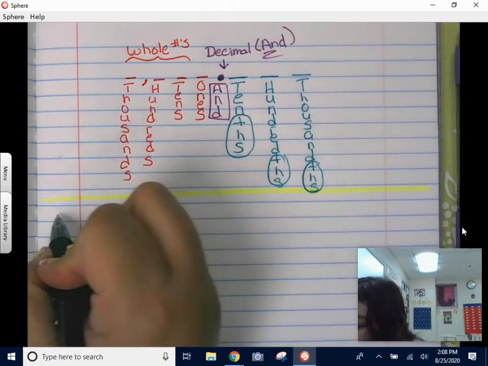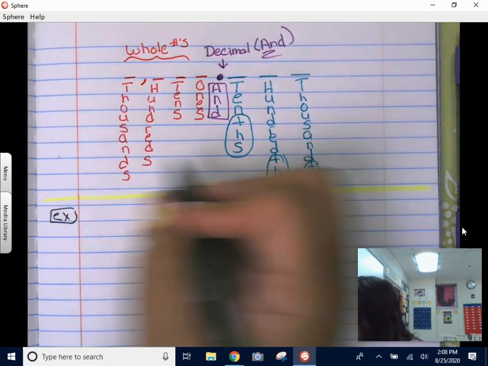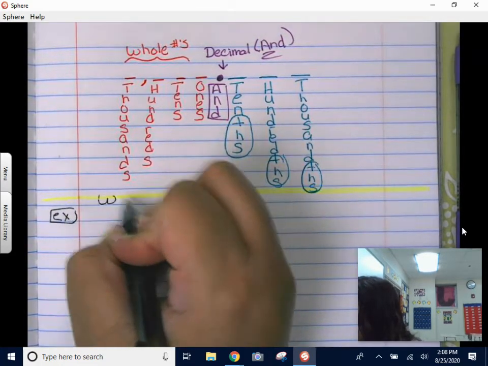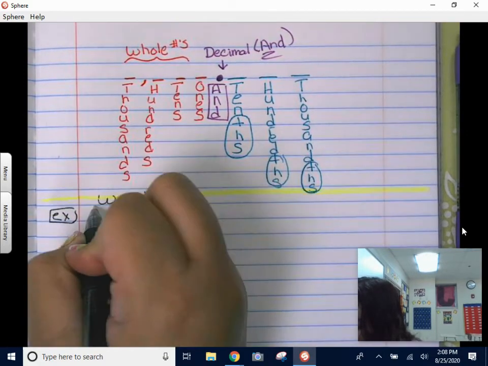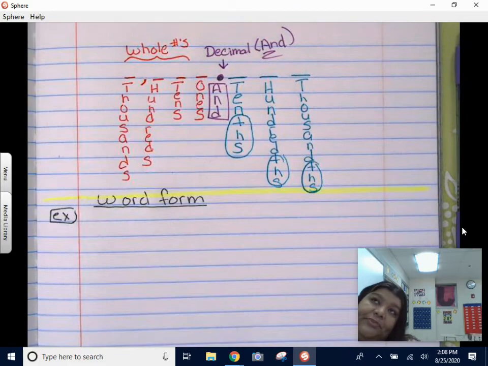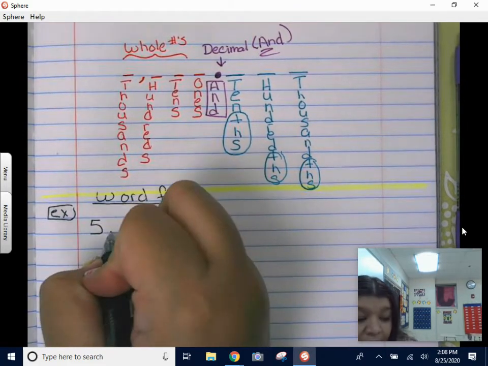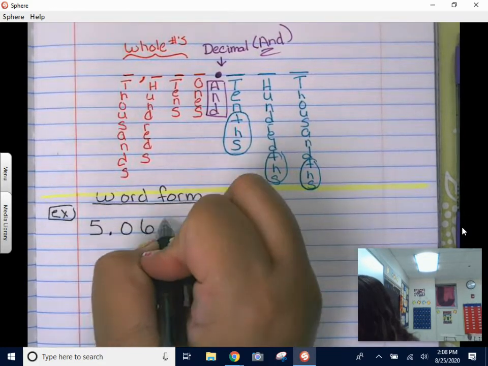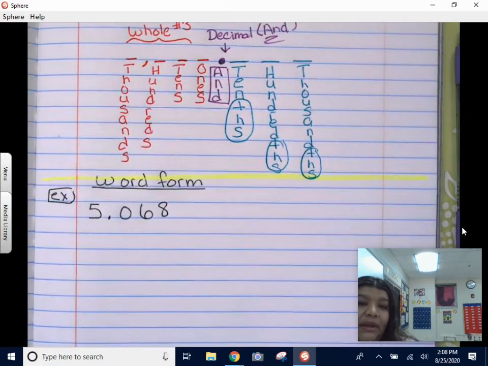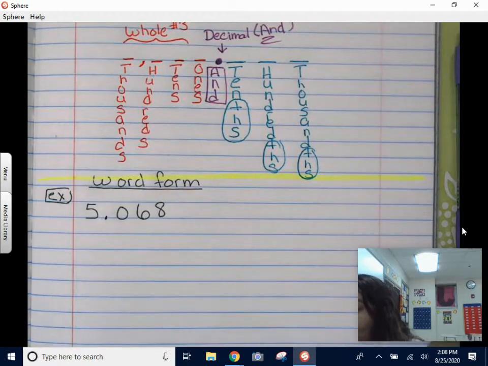Okay, so our first example, we are going to write it in word form. Let's say I give you the number, I better not say it because that'll give you the answer, 5.068. Okay, so I'm going to show you how to say this correctly, that way you know how to write it correctly.